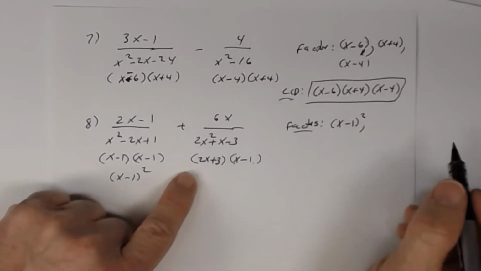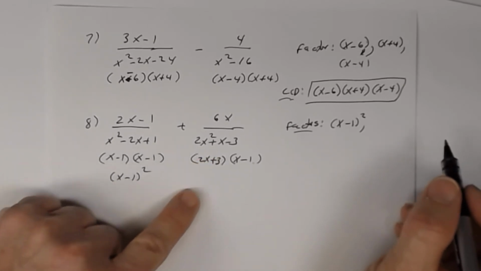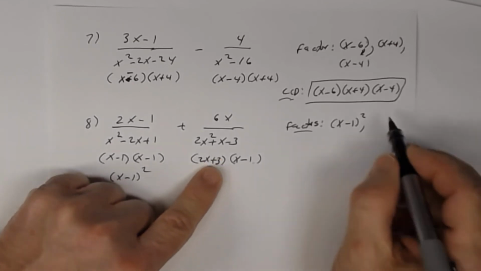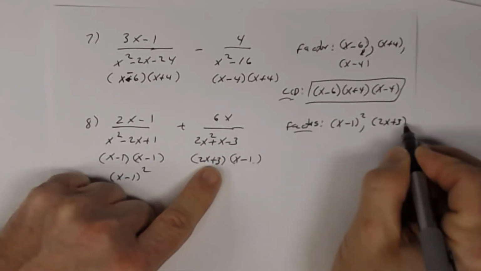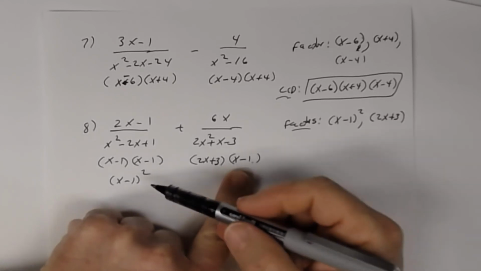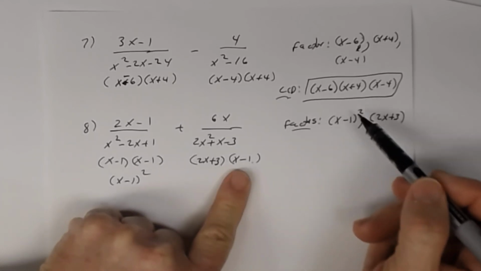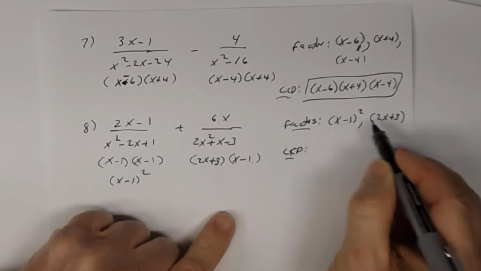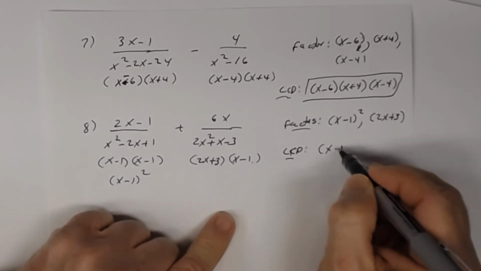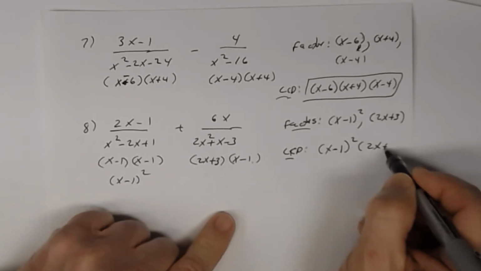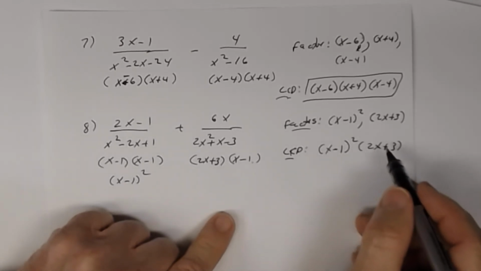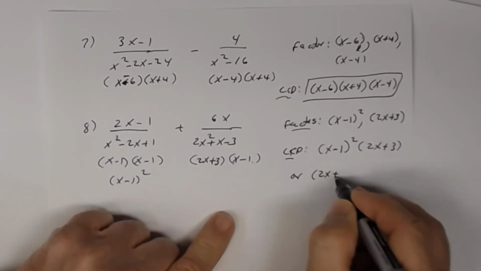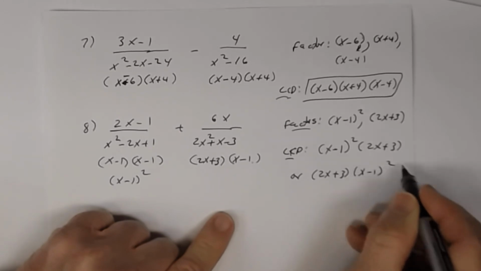Then the next one I see is 2x plus 3. There's 1 here. I don't see any here, so I must use this 2x plus 3 to the first power. I have an x minus 1, but I already dealt with it; that's included in this one. So your least common denominator is the product of these. You're going to say x minus 1 squared times 2x plus 3. Or if you wanted to, you could put 2x plus 3 first. Multiplication is commutative, so you could have said 2x plus 3 times x minus 1 squared.